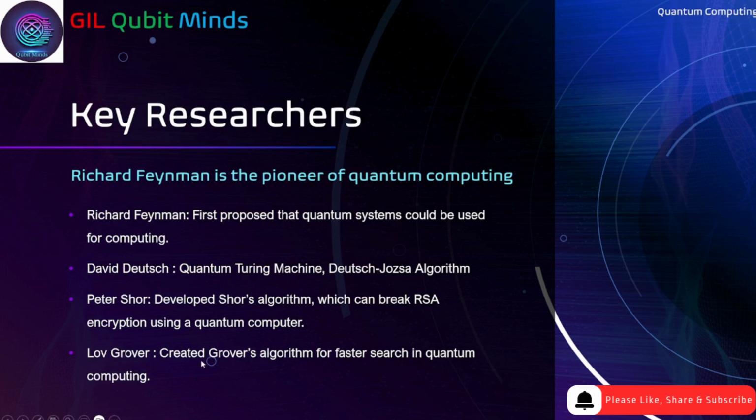Lov Grover also created Grover's algorithm. It is a very fast search algorithm in quantum computing. So these are the researchers in the quantum area.